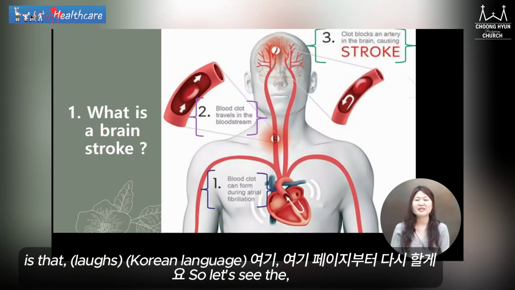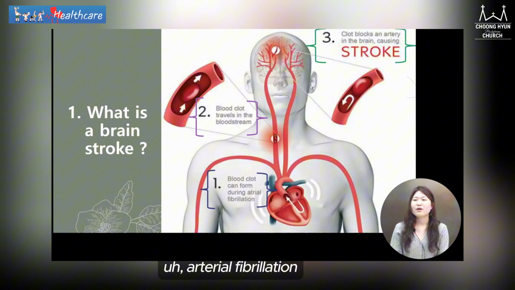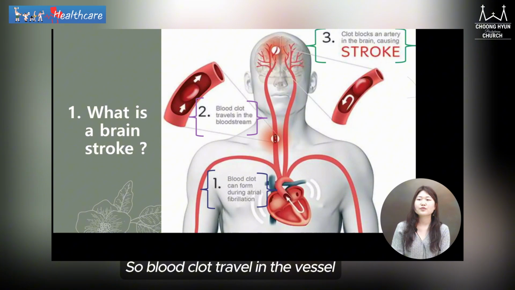So let's see the picture. The first step is the blood clot. The blood clot can form during atrial fibrillation. Blood clot means the blood mass, so the mass can form in the heart. And then the second step is the travelling. So the blood clot travels in the vessel. And then the final step is the clot blocks an artery in the brain, causing a stroke.